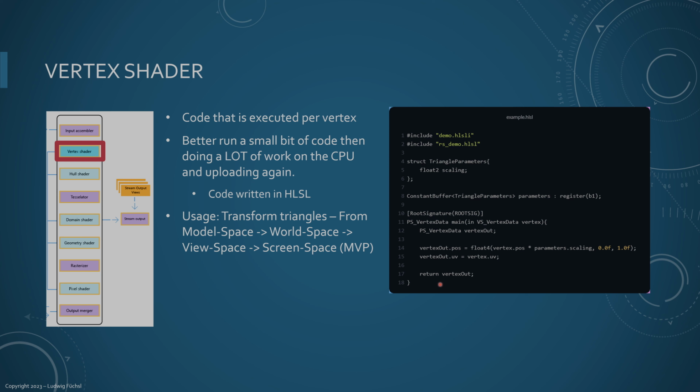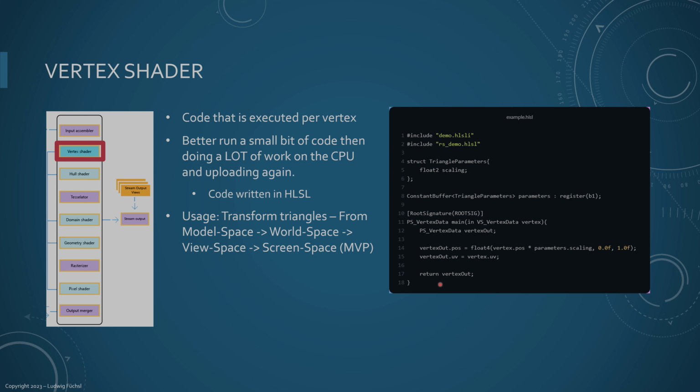Now, the general idea of the vertex shader is that everything that needs to be done on a per-frame basis, for example positioning the objects on the screen, because the position of the camera changes every frame and the position of the objects might change every frame, every time we're rendering an image. If these positions can change every frame, then we want to have the code for that in the shader and not on the CPU side. So the general idea is that we are running a small bit of code that does a bit of work on the GPU, rather than doing a lot of work on the CPU and always uploading the data again.